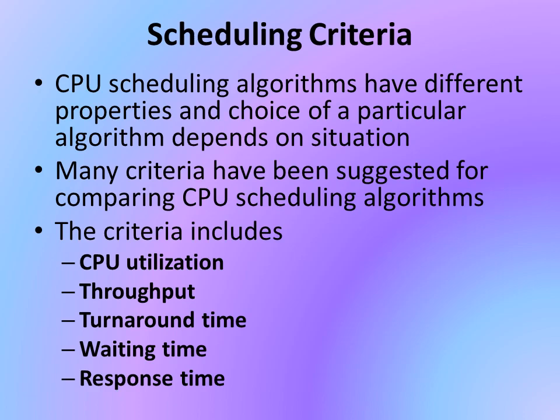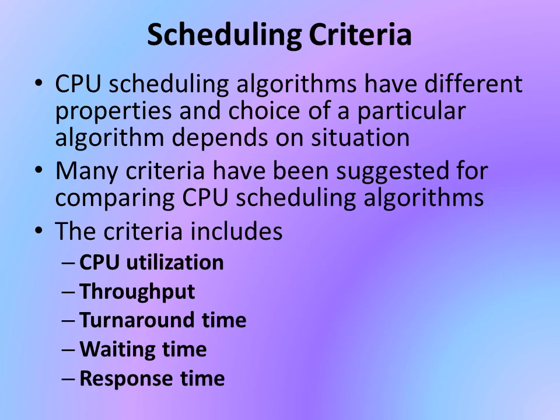Second, throughput. Throughput means the number of processes that are completed per time unit. That is, how many processes have completed their execution in a given time unit. Third, turnaround time. Turnaround time means the amount of time taken to complete a process. Thus, turnaround time is the time spent by a process from the first arrival in the ready queue to its completion. In short, turnaround time is exit time minus arrival time.